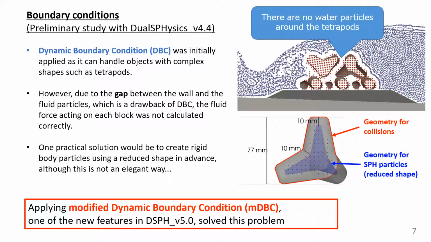One practical solution would be to create rigid body particles using a reduced shape in advance, as shown in the lower figure. But this is not an elegant way. So this problem was solved by applying modified dynamic boundary conditions, which is one of the new features in DualSPHysics version 5.0.